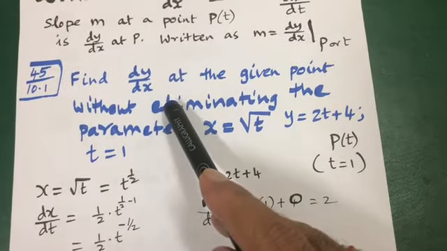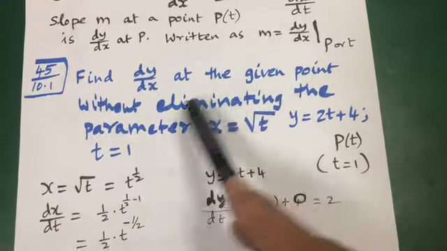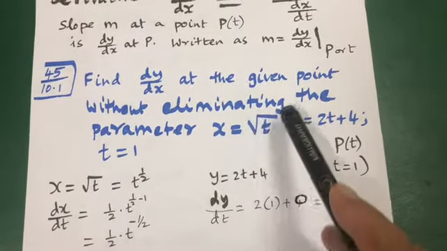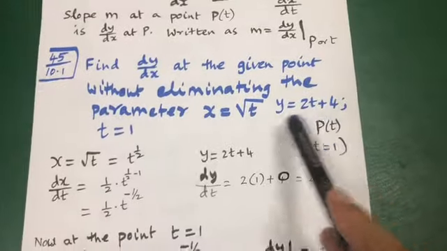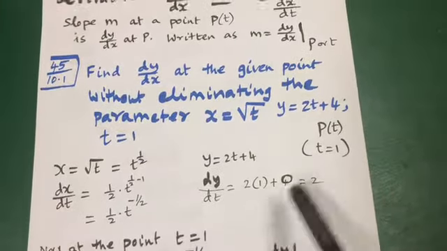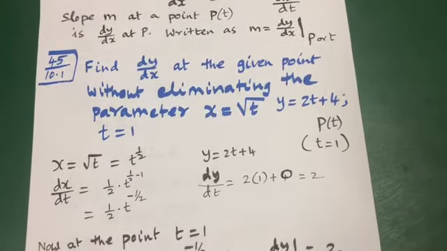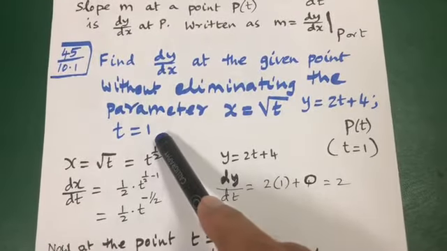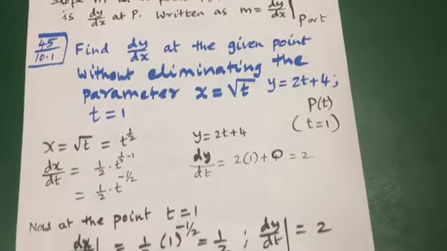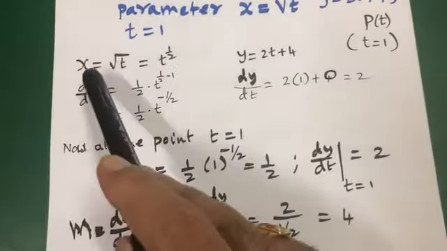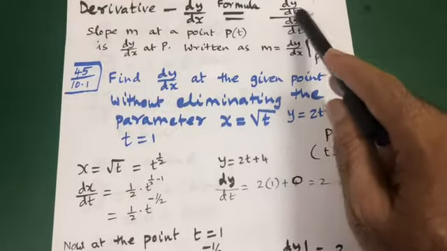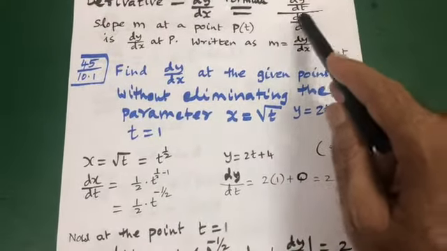Find dy by dx at the given point without eliminating the parameter: x equals root t, y equals 2t plus 4, t is equal to 1. So here x is given, y is given, and the point p is given to be t equal to 1, which is in the parametric form. Now let us find the derivative. Here is the formula: dy over dt, dx over dt. This I am finding.